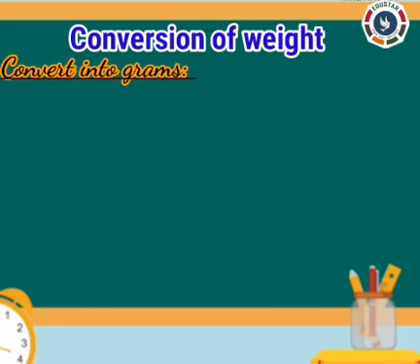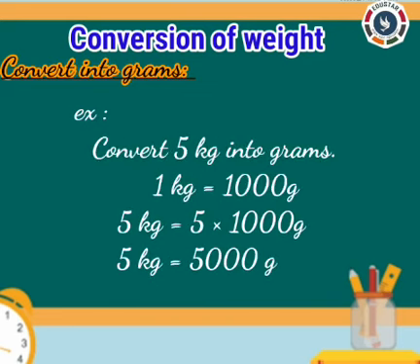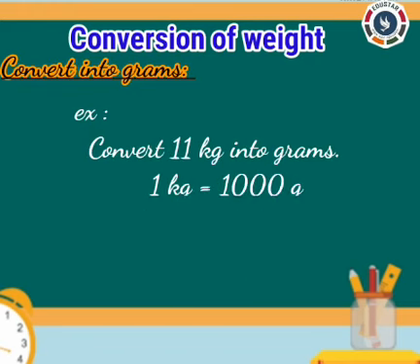First, kilogram to gram. For example, convert 5 kilogram into grams. If we convert from higher to lower unit, we have to multiply. So, we are multiplying with 1000 because 1 kilogram is equal to 1000 gram. Then 5 kilogram is equal to 5 into 1000 grams. Therefore, 5 kilogram is equal to 5000 grams.